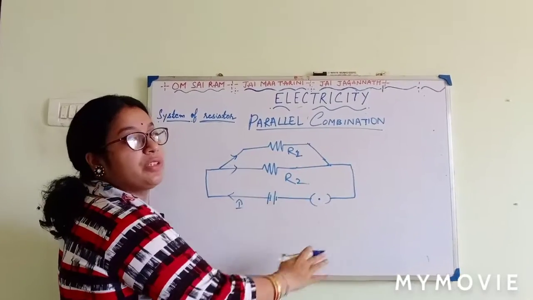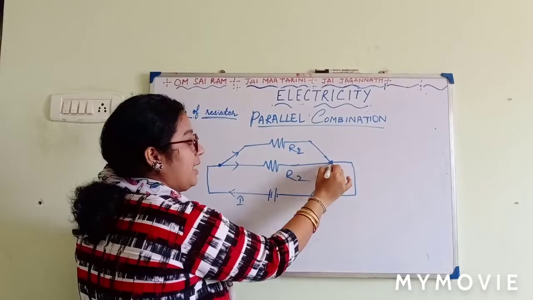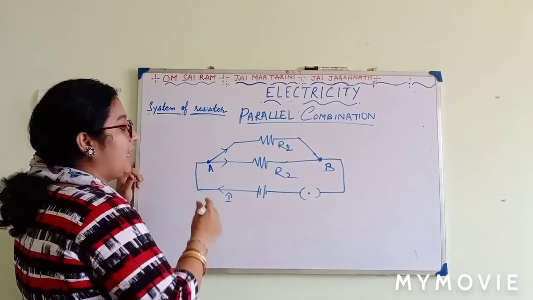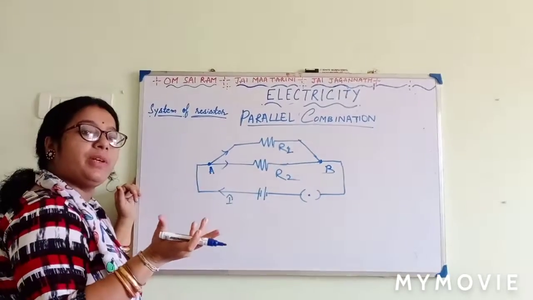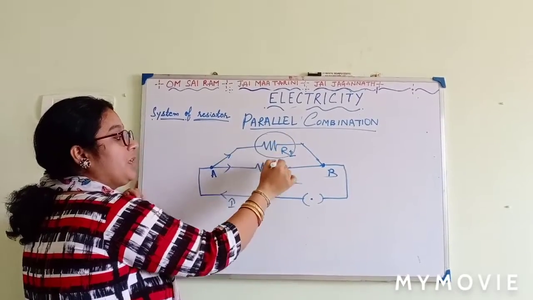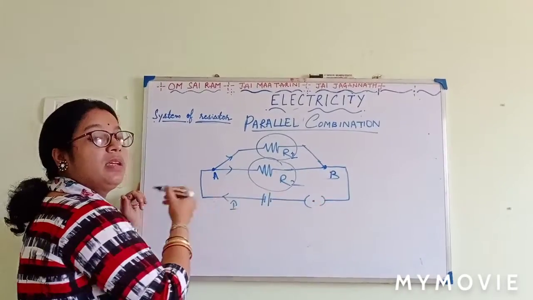So this is the circuit diagram for parallel combination. The joining points are the same. That means if I name this as point A and point B, we see that the potential difference between the 2 points will be the same. So the potential difference for this one and the potential difference for this one will also be the same because they lie in between the same points.